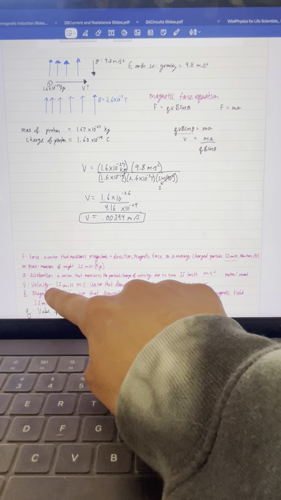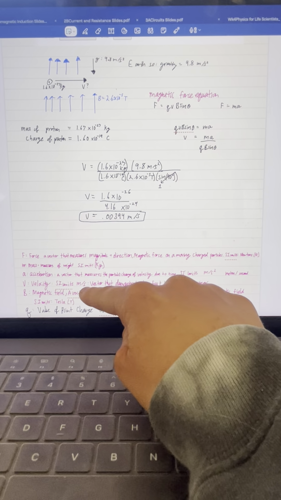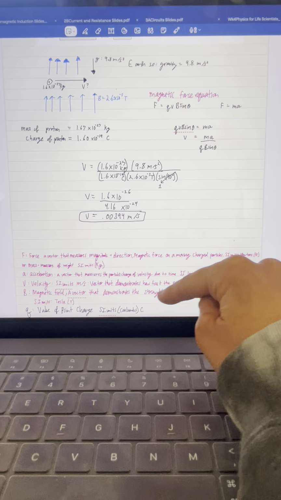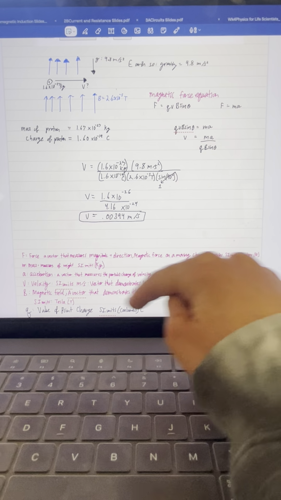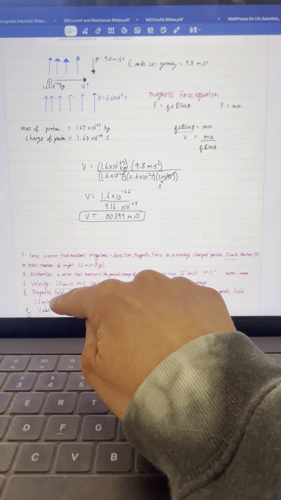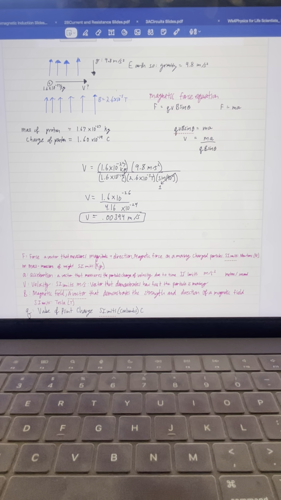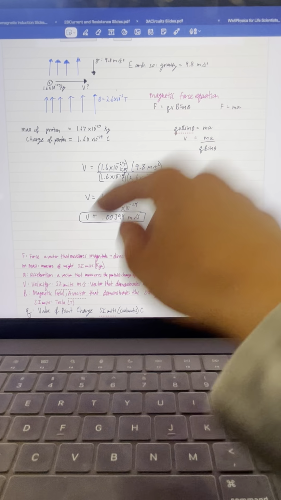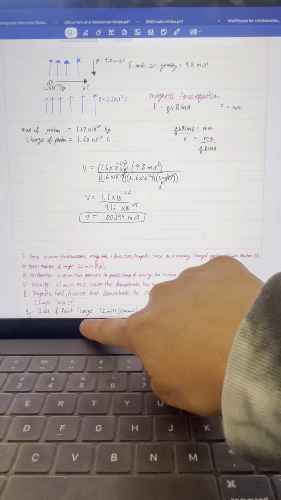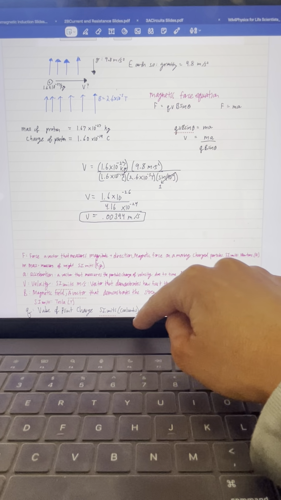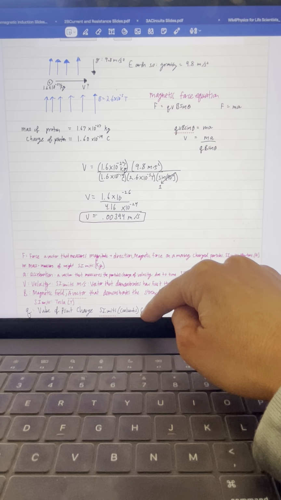And then V is velocity. Its SI units is meters per second. It's a vector that demonstrates how fast the particle itself is moving. And then B is magnetic field. It is a vector that demonstrates the strength and direction of a magnetic field. Its SI units is Tesla, T. And then Q is the value of a point charge. Its SI units is coulombs, C.